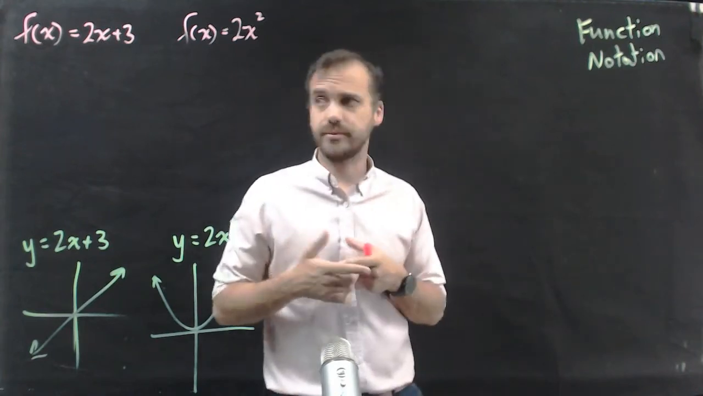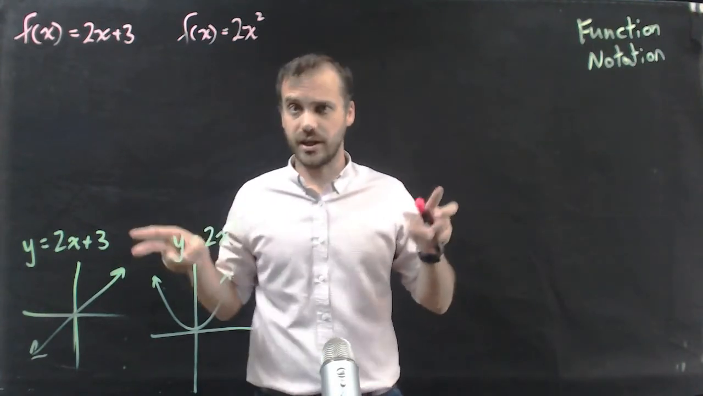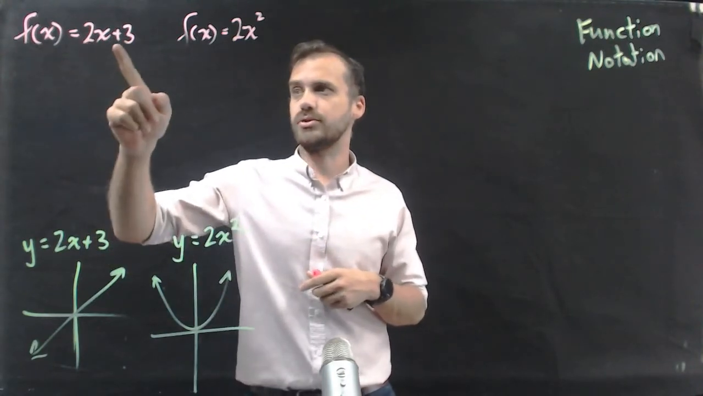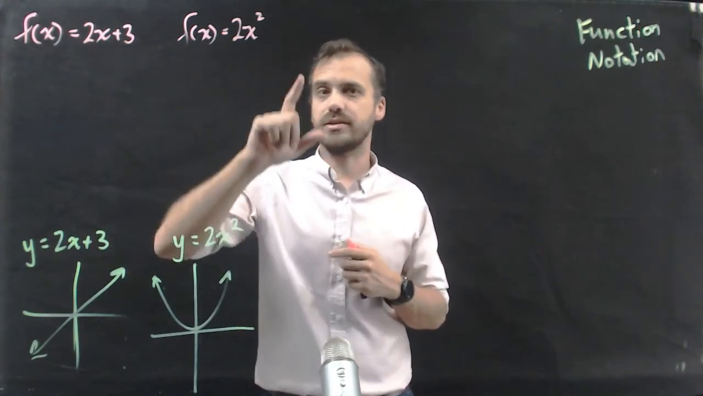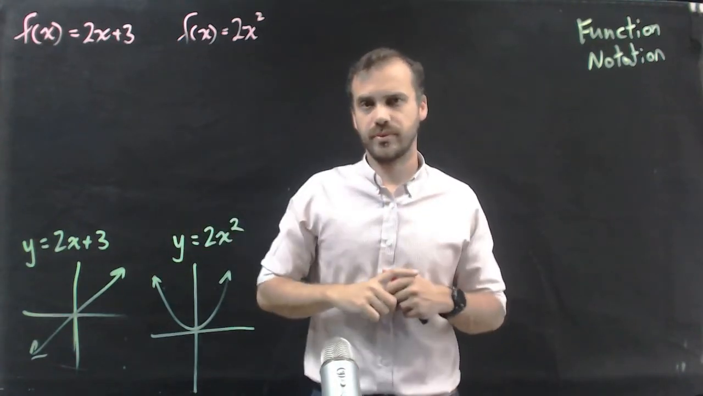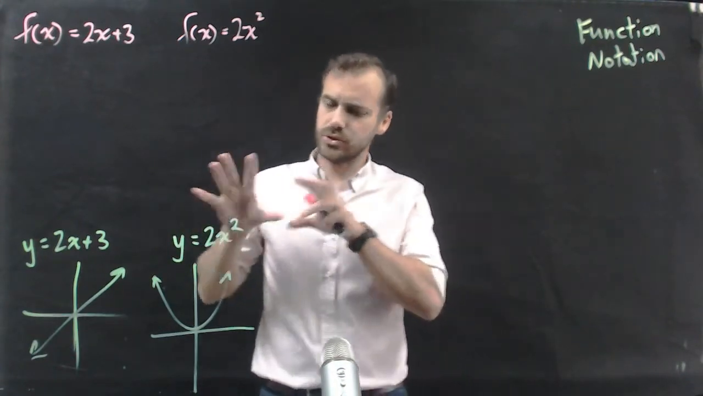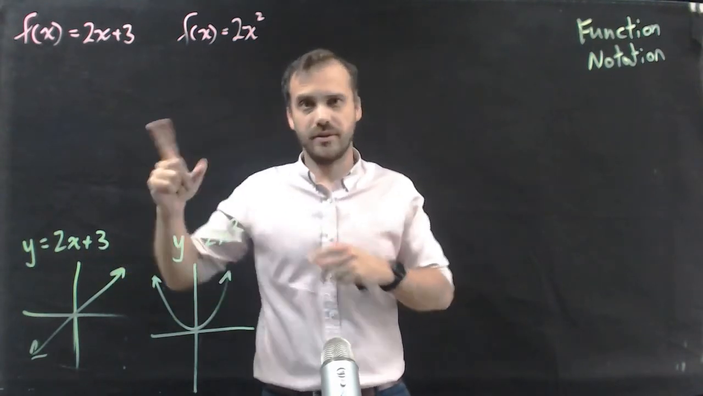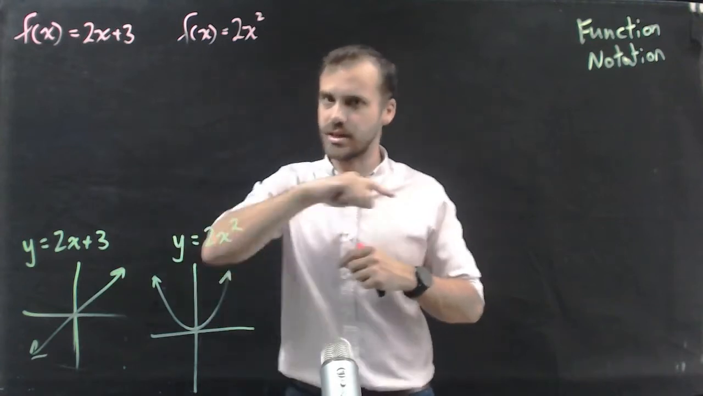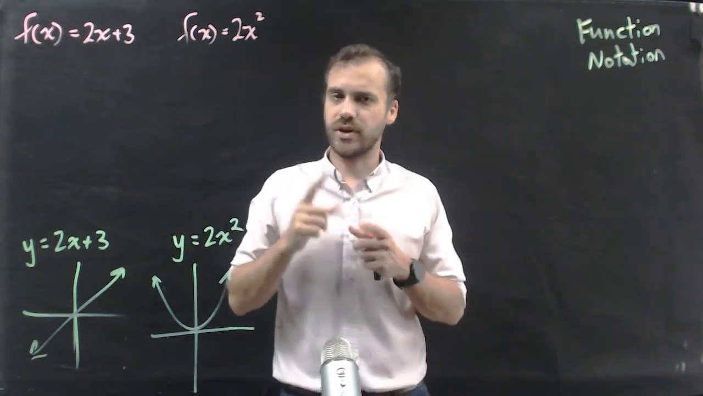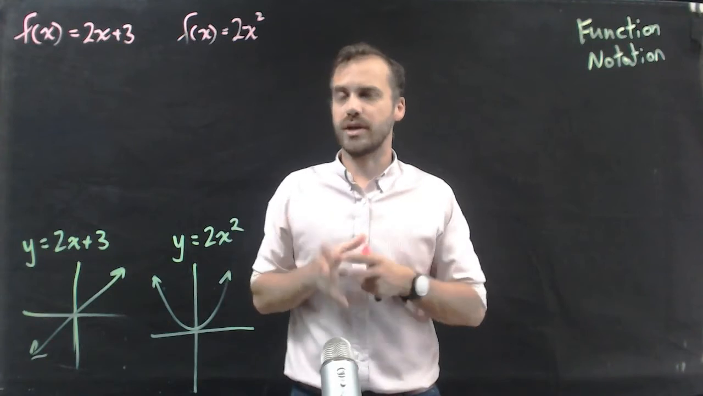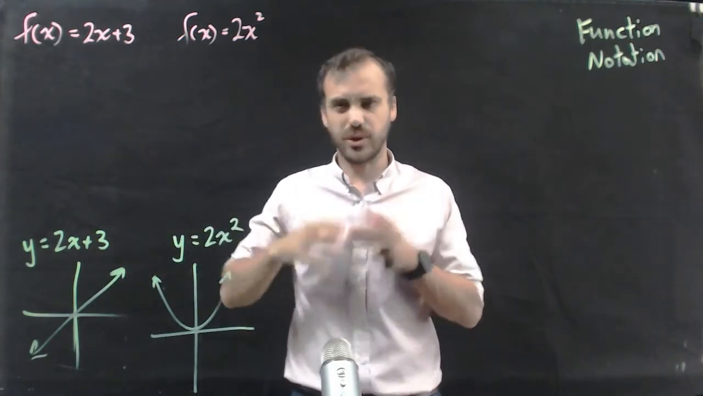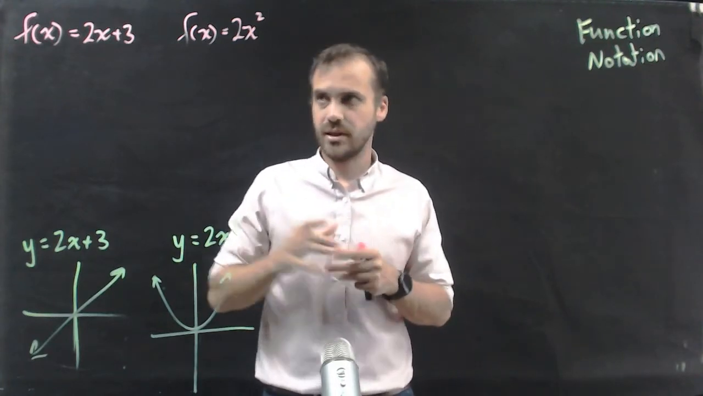Now, to speed things up a bit, instead of calling them a function of x, we can say f of x. F of x is equal to 2x plus 3. F of x is equal to 2x squared. But we have a problem because we've got two functions that we want to talk about, but we're calling them both f of x. This is f of x and this is f of x. So, the function notation people came up with a way around this. We're going to call this one f of x. That's our standard. We always jump to f of x.